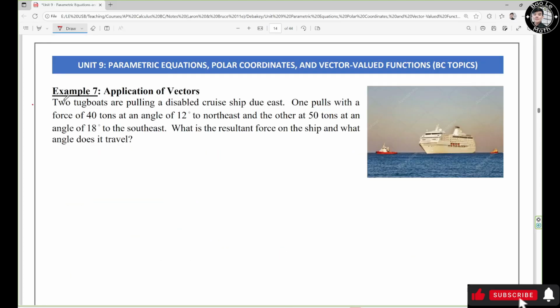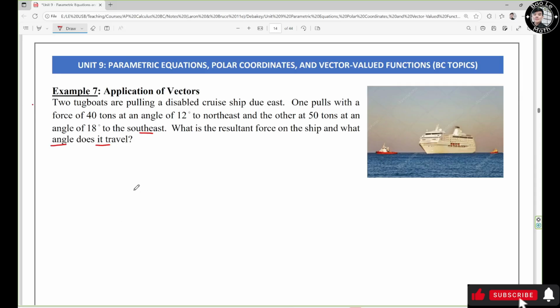Now let's move on to example number 7, application of vectors. Two tug boats are pulling a disabled cruise ship due east. One pulls with a force of 40 tons at an angle of 12 degrees to northeast, and the other at 50 tons at an angle of 18 degrees to southeast. What is the resultant force on the ship and what angle does it travel?